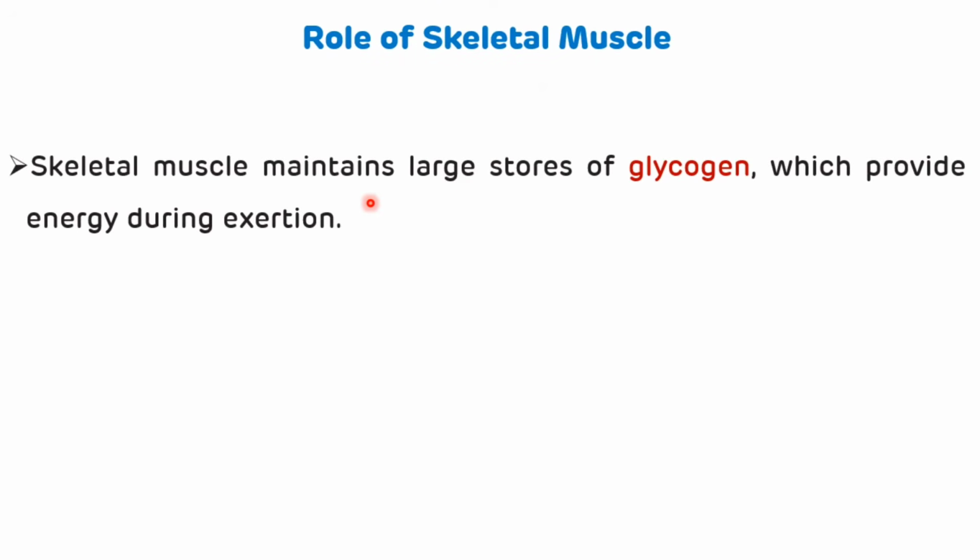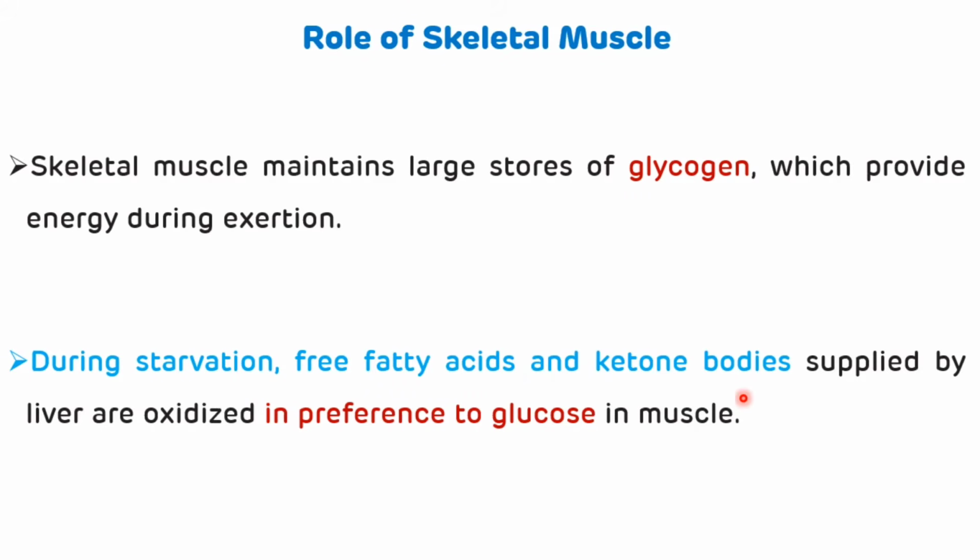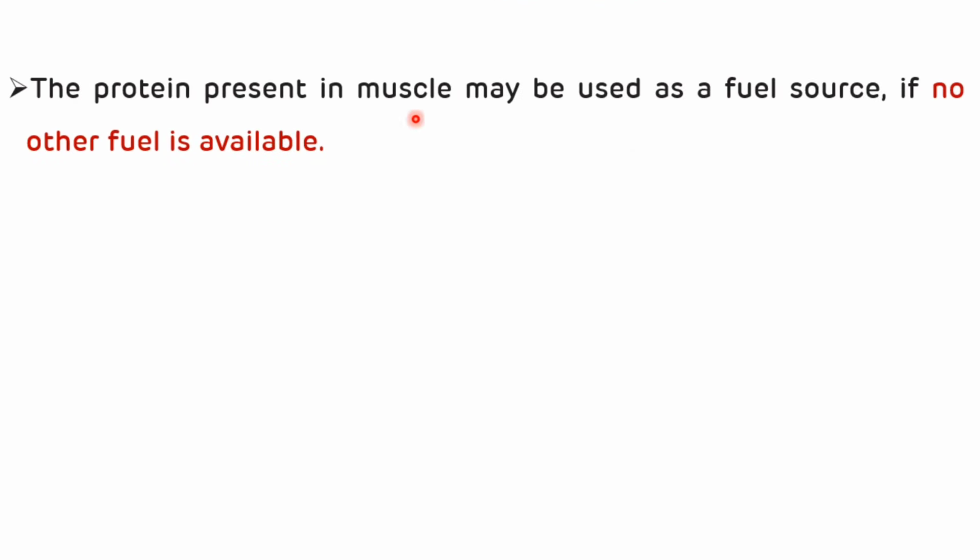So skeletal muscle maintains large stores of glycogen which provide energy during exertion or exercise. During starvation, free fatty acids and ketone bodies supplied by the liver are oxidized in preference to glucose in muscle. Protein which is present in the muscle may be used as a fuel source if no other fuel is available.